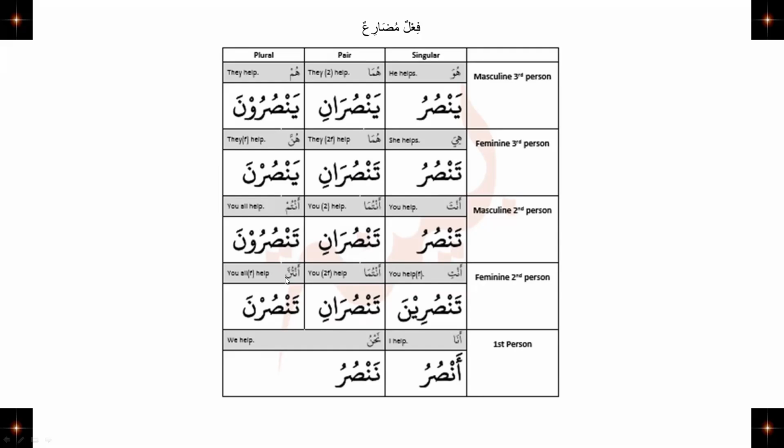And then tansurna, antunna, ta and na. Here is ya and na for hunna, ta and na for antunna. So you can see that they are both for feminine. The one with the waw is for masculine, but the one with na, sukun na, is feminine. Then ana ansuru, hamza and nothing, it's just the dhamma at the end. Nansuru, the same thing.